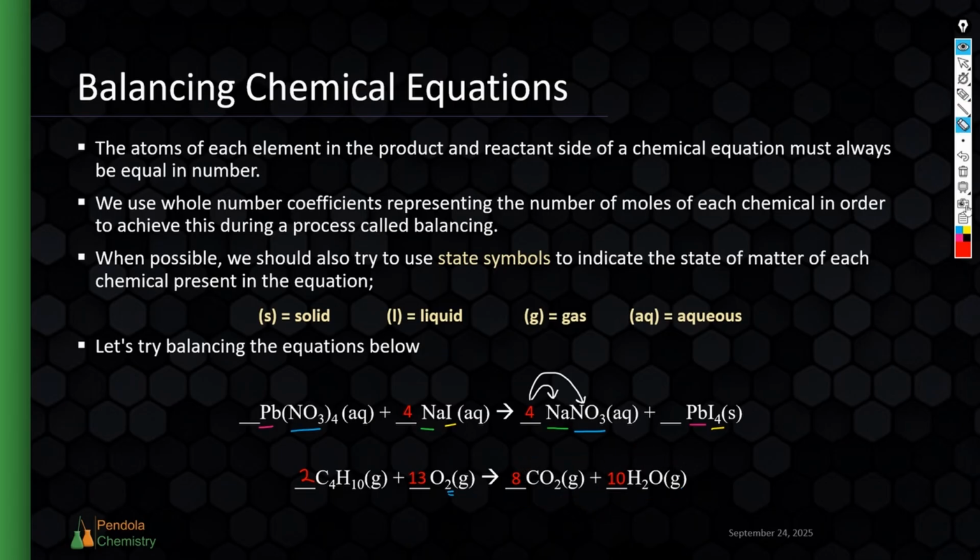Why? We have 2 times 4 is 8 carbons. 8 times 1 is 8 carbons. 2 times 10 is 20 hydrogens. 10 times 2 is 20 hydrogens. And then we have 13 times 2 is 26 oxygens. Here we have 8 times 2 is 16, plus 10 times 1, which is 10. 16 plus 10 is 26 oxygens. And this is all now balanced.